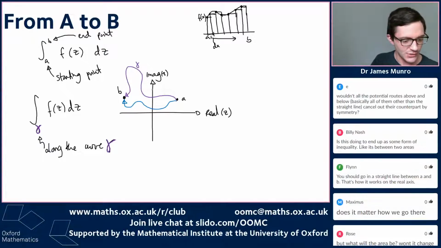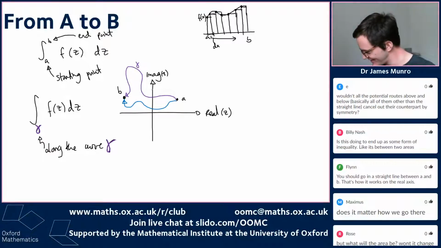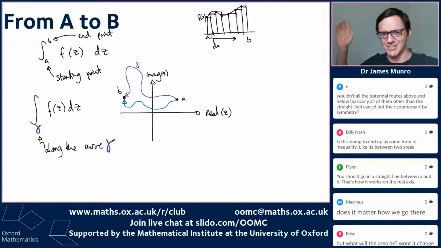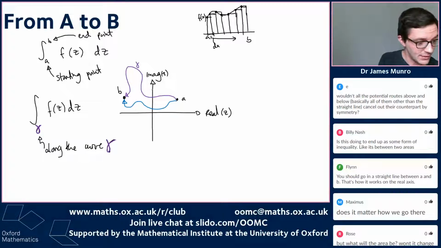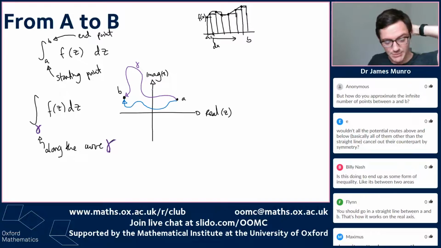So E has got a comment: potential routes above and below. So we do have to choose a route. I think there's something weird in quantum theory that people might have heard of where you consider all possible routes. We're not doing anything crazy in quantum today. We're just going to say, well, let's choose a route and see what happens along that route. How are we going to approximate the infinite number of points between A and B? I'm going to take the route between A and B and do something a bit like this to split it into finite pieces and to add together some little finite pieces, if that makes sense.